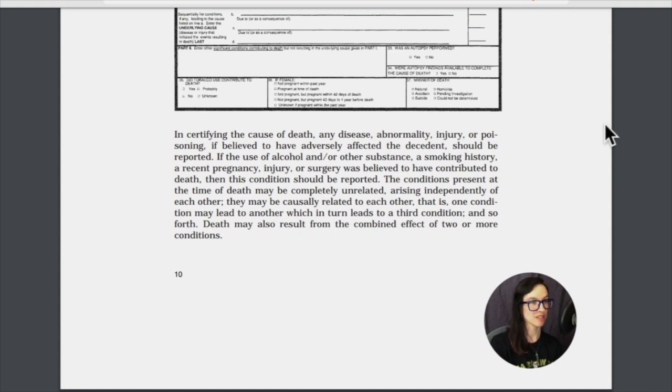The conditions present at the time of death may be completely unrelated, arising independently of each other. They may be causally related to each other, that is, one condition may lead to another, which in turn leads to a third condition, and so forth. Death may also result from the combined effect of two or more conditions.